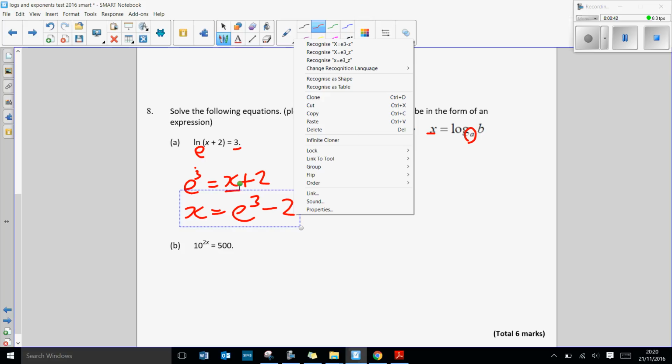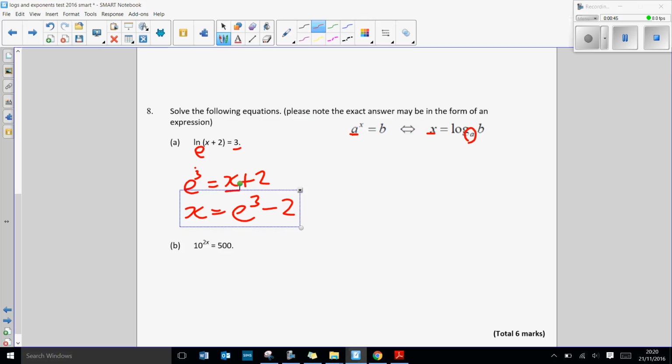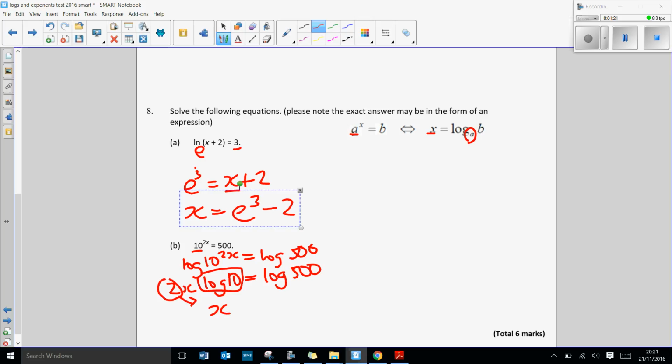The next one, we have two statements, neither have logs involved, so we can take logs of both sides. Because this side has a 10, I'm going to choose to take logs base 10. So we just have to write the word log for base 10 equals log 500. We can bring the 2x in front now because that's a power. We know that log base 10 of 10 is 1, so that's gone. And obviously we're going to divide by 2 now, so we've got x equals log 500 divided by 2.